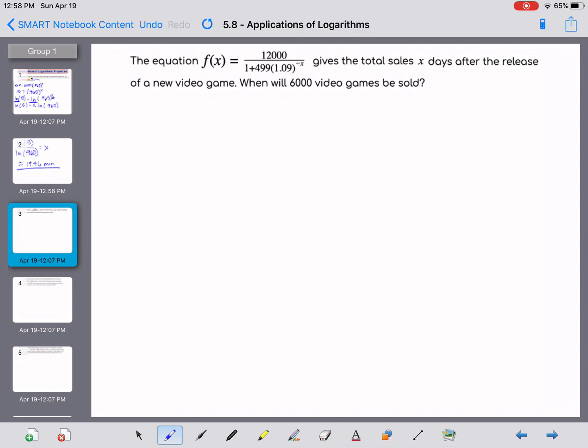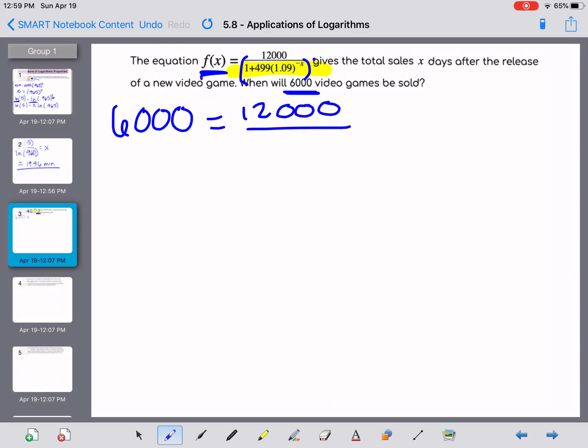Okay, so if you're struggling, or if you're looking at this and saying, I have no idea where to start, I need to obviously isolate x, and the problem is that x is on the bottom of this fraction. So I need to bring that whole thing up, which I can do by simply multiplying all of that to both sides. And this f of x, the end result, will be 6,000. So let's just write everything equals 12,000 over 1 plus 499.